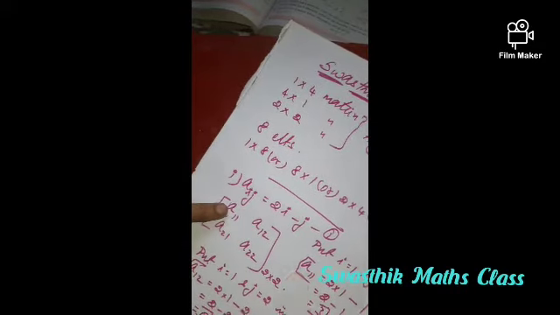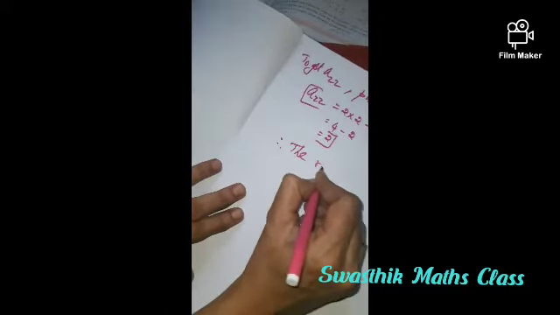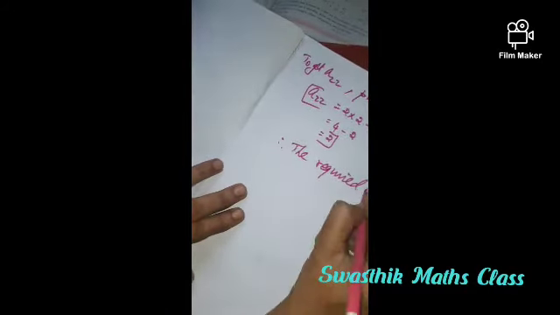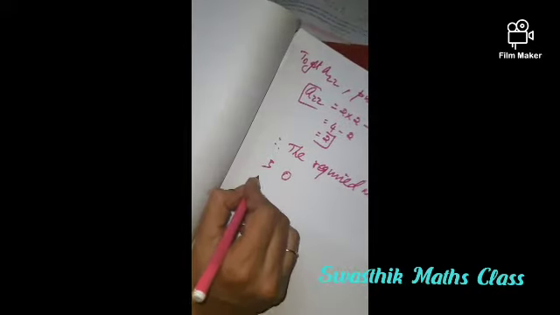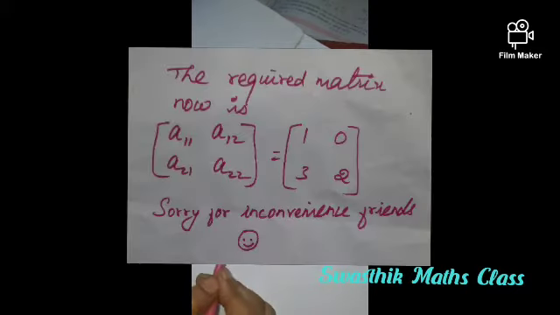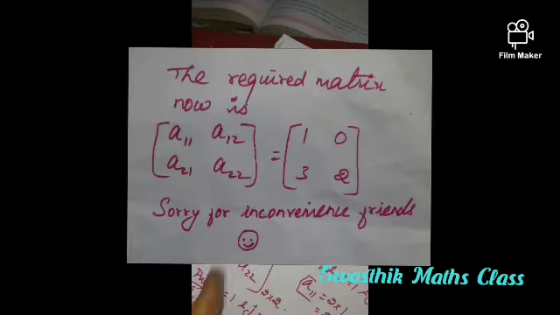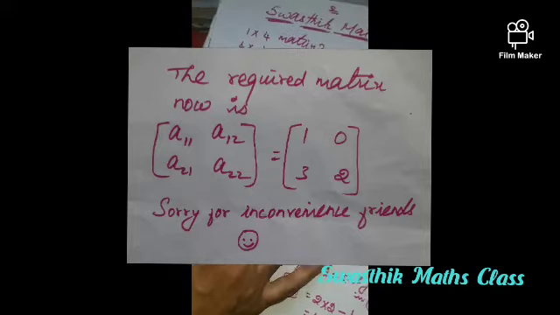Now we have to consolidate all the numbers to get this matrix. We know that A11 is 3. Therefore the required matrix is, A11 is 3, A12 is 0, A21 is 3 and A22 is 2. So this is the required final matrix corresponding to the given condition Aij equal to 2i minus j. Is it correct? Okay.